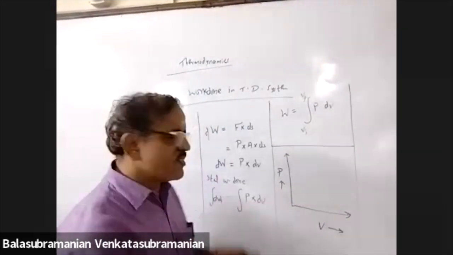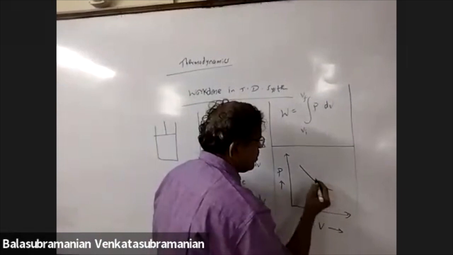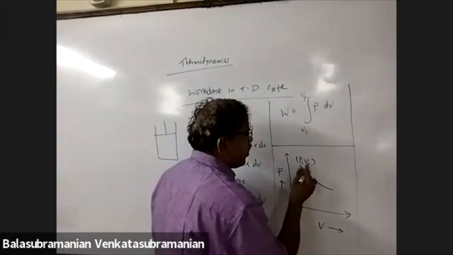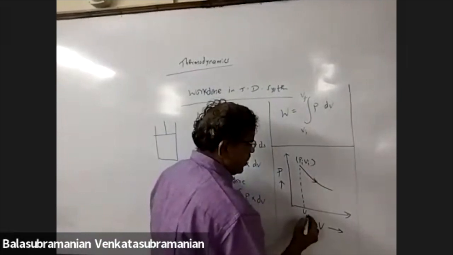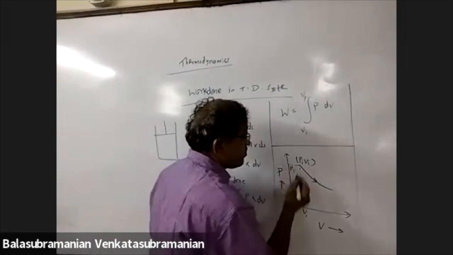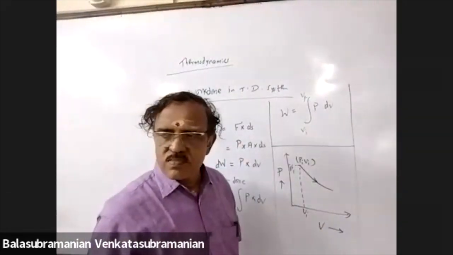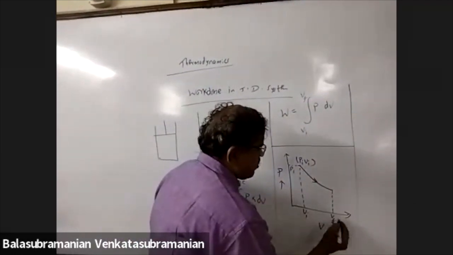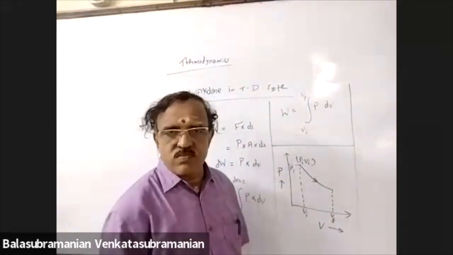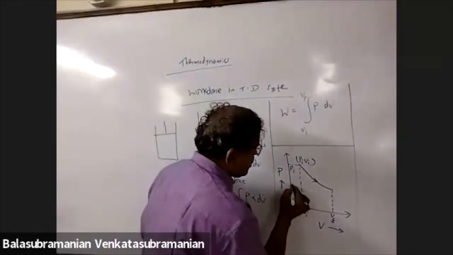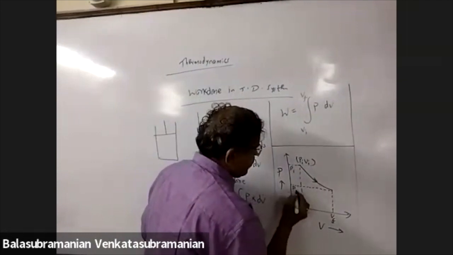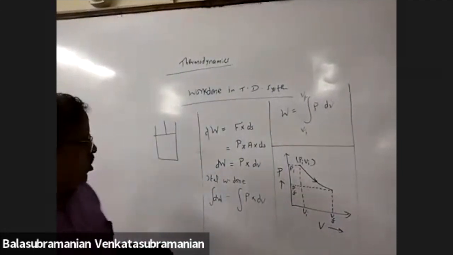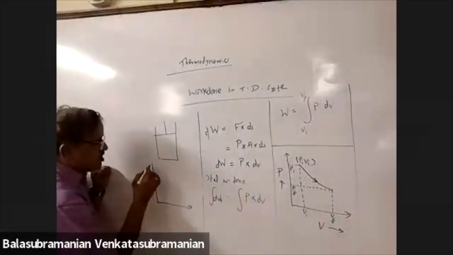The expansion I want. Initial pressure, initial volume. After expansion, volume increases. What is this? Vf, final volume. At that moment, what is the pressure? Clear? No, sir. I need the graph. This is for expansion.